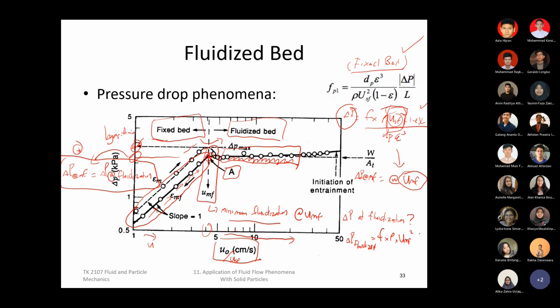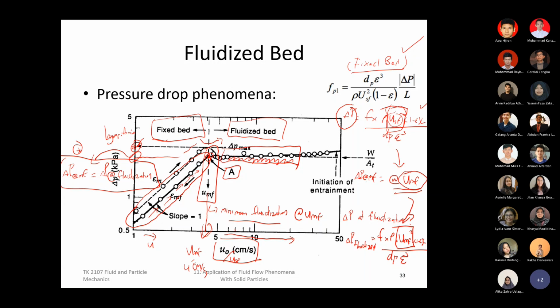In that case, what you need to use is actually still the UMF square, 1 minus epsilon, L per dP epsilon cubed. So you can still use the same velocity. You still can use the same formula as long as you evaluate at the UMF. So in this case, if I use this exact picture, let's say that the UMF is 4 centimeter per second.